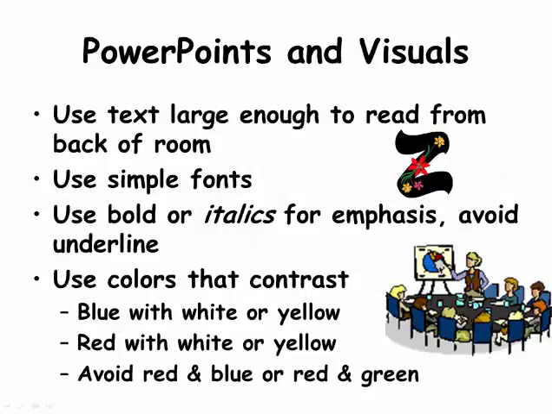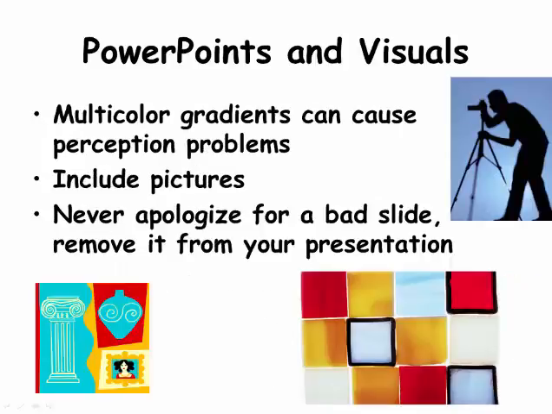Use a text that is large enough to read from the back of the room. It always seems funny to me when a speaker says, "I know that you can't read this in the back, but..." Well, if you want people to see the text, make it big enough to read. Use simple fonts that are easy to read. If you want to highlight some words, use bold or italics for emphasis. Do not underline words. Since all of my words are bolded in my PowerPoints, I have to use italics. If you use colors, pick ones that have good contrast. Also, watch out for combinations that colorblind people cannot distinguish. Some people like to use multicolored backgrounds. Just be forewarned that they may cause some people perception problems.